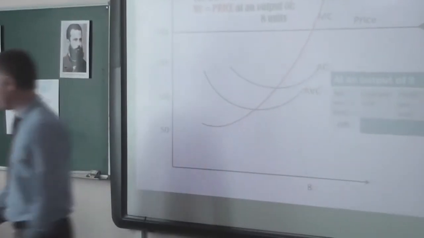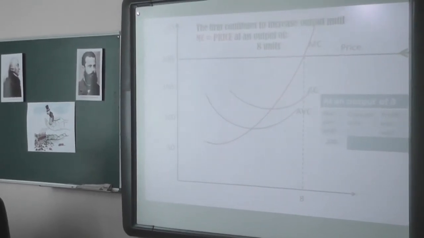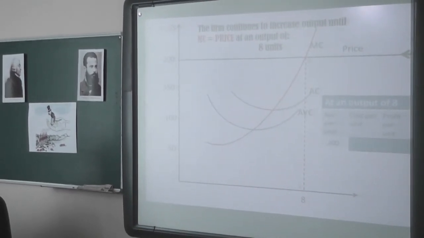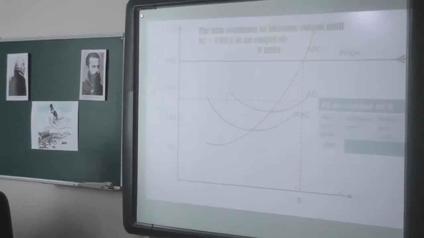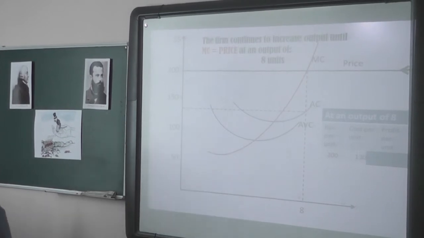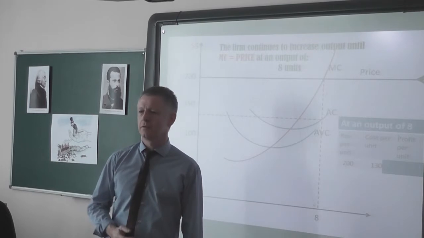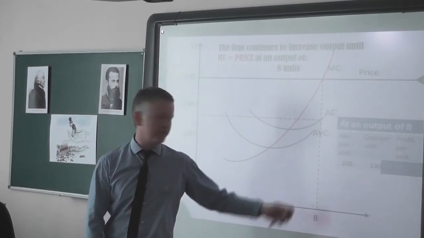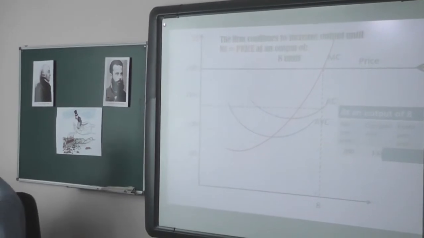Yeah, perfect. So let's have a look. There's the output. There's the price. The average cost is, you're right, about 130. So how much profit does the firm make on every unit it sells, every pair of boots it sells? 70. So what's the total profit? 560. 560, yeah?